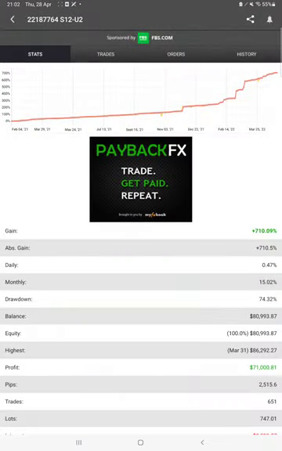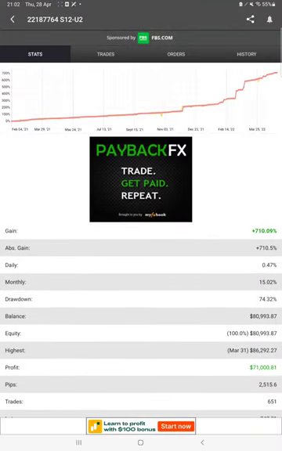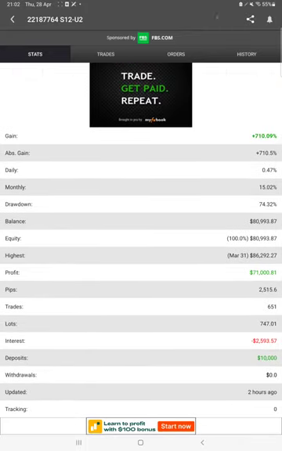And starting with a new update, here we have my FXBook update. All the statistics can be verified, like total percentage of gain, absolute gain, daily return, monthly return, drawdown, current balance, equity, profit, deposit amount, withdrawal amount, profit pips that we have achieved. Everything can be verified, and only 2 hours ago it was updated.